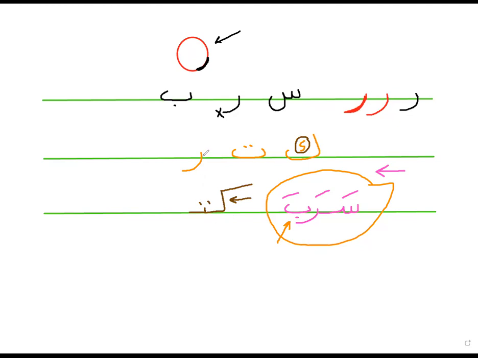And then, can we join the ra from this direction? Does ra join from this? Yes, it does. So you write ra. This is how the word should look. If these 3 letters join together, this is how the word should look: ka, and then ta, or kaf, ta, ra.